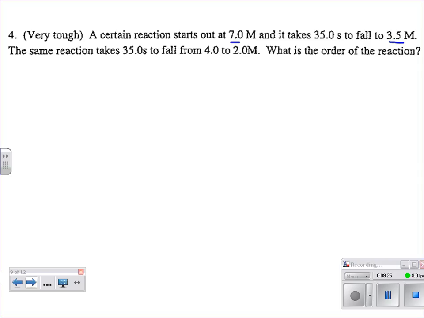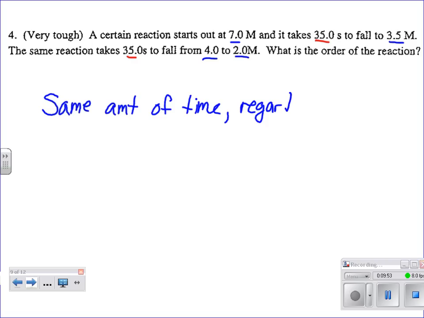Then you read this next part. It says the same reaction takes 35 seconds. Wow, same time. That's what should jump out at you. Same amount of time to fall from this concentration to this. Again, you're thinking about half-life. So here is what's going on in your brain. You're thinking to yourself, there is the same amount of time regardless of the original concentration.